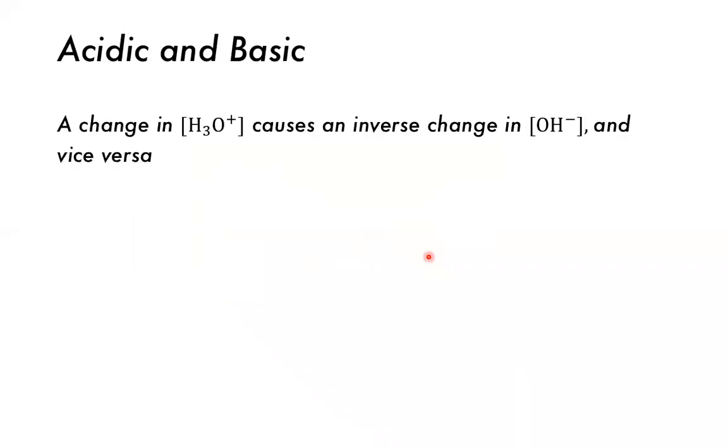So for acidic and basic solutions, a change in the concentration of H3O plus causes an inverse change in the concentration of OH minus and vice versa. So the higher the H3O plus concentration means the lower the OH minus concentration. Now, why is this? Well, if we think about it, the more H3O plus we have, the more that will consume the OH minus present in solution.